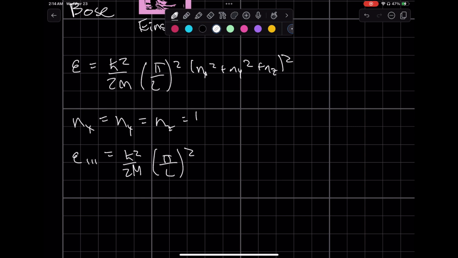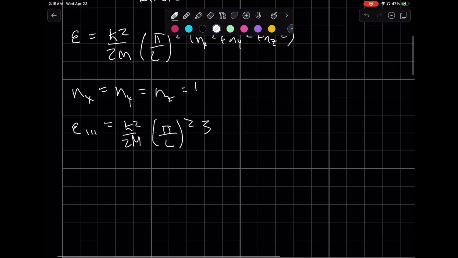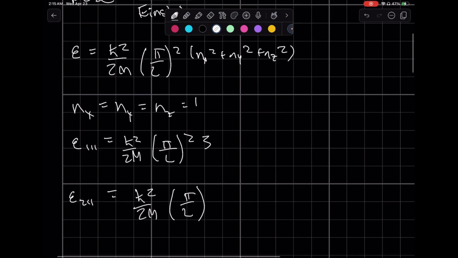So this is going to be epsilon 111 equals h bar squared over 2m, pi over L squared, 1 squared plus 1 squared plus 1 squared. Oh, sorry, I wrote this really poorly. 1 squared plus 1 squared plus 1 squared is 3. So there's epsilon 111. Epsilon 211 is going to be h bar squared over 2m, pi over L squared, and this time it's going to be 2 squared plus 1 plus 1. So we're going to have a factor of 6.